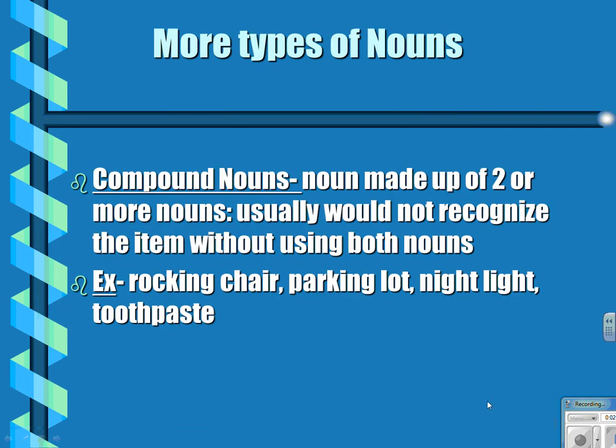Compound nouns are nouns that are made up of 2 or more nouns, and usually we wouldn't recognize those items without using both of them, like rocking chair. It's a specific type of chair, so we put those together and make that compound noun, rocking chair. Or parking lot, night light, toothpaste.